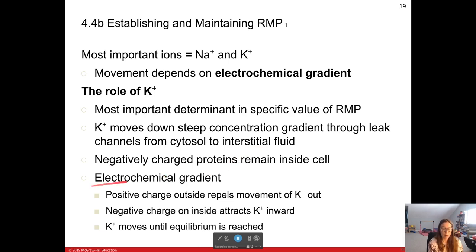And so remember, it's acted on by both the electrical and the chemical parts of those gradients. The positive charge outside repels the movement of potassium out. The negative charge on the inside attracts the potassium inside. But at the same time, potassium is moving down a concentration gradient towards the outside of the cell. So like we said before, potassium is a little bit conflicted. Some of it will diffuse out down that concentration gradient, but some of it is going to want to stay in the cell near those negatively charged proteins. So we're going to have a little bit of diffusion out until equilibrium is reached.